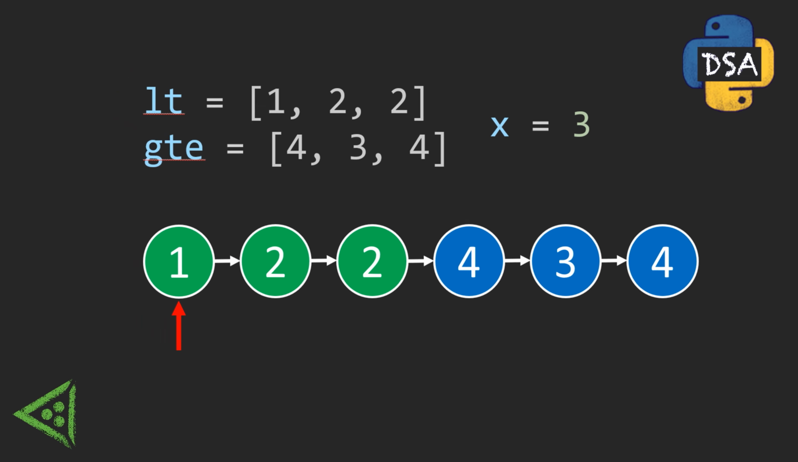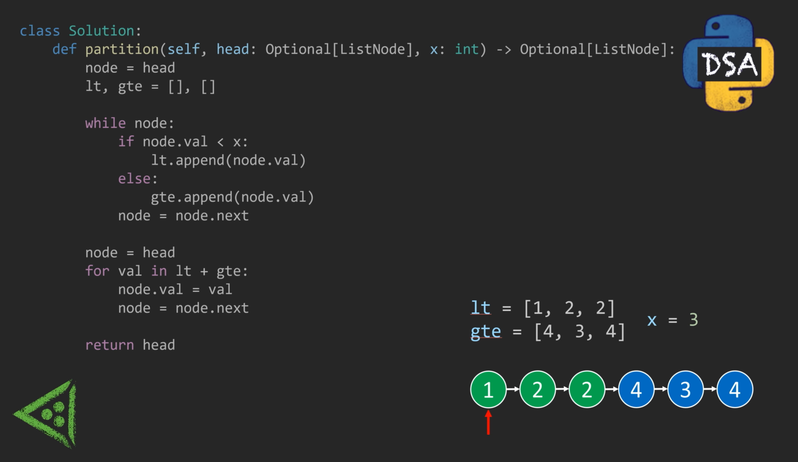Next, let's take a look at the code used to accomplish this method. The important parts of this solution are that we maintain access to the original head node. That way we can traverse the list a second time and return the original head node as our output. In this section, we created the array for storing the values less than x and a second array for storing the values greater than or equal to x. Finally, we iterated over both arrays and overwrite the values in the original linked list.